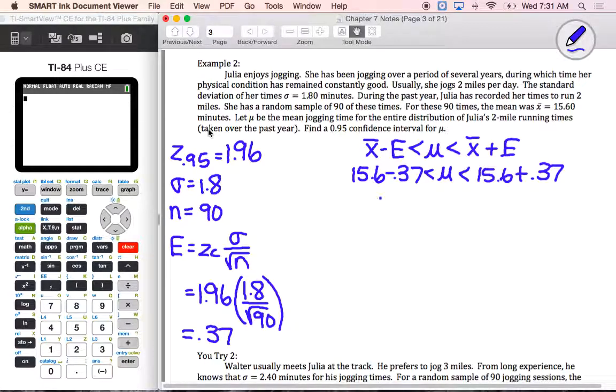So we're going to get about 15.23 to about 15.97. Now we're not going to stop there. We're going to write a sentence of what this means, because just saying what these numbers are is not telling me what is going on in the problem. Because what we're saying is between these two values, the population mean should occur.